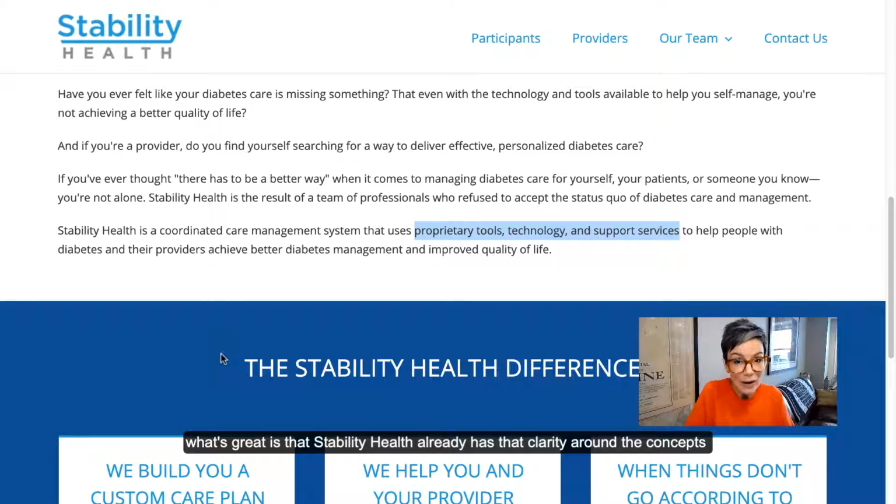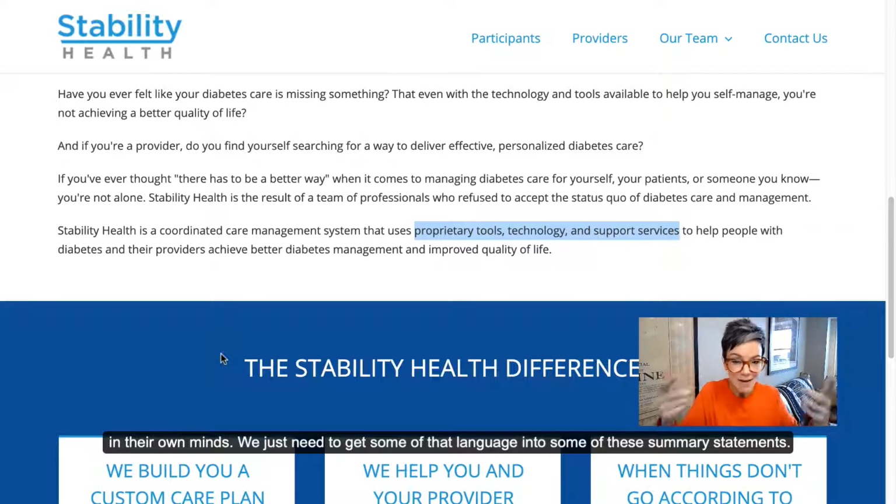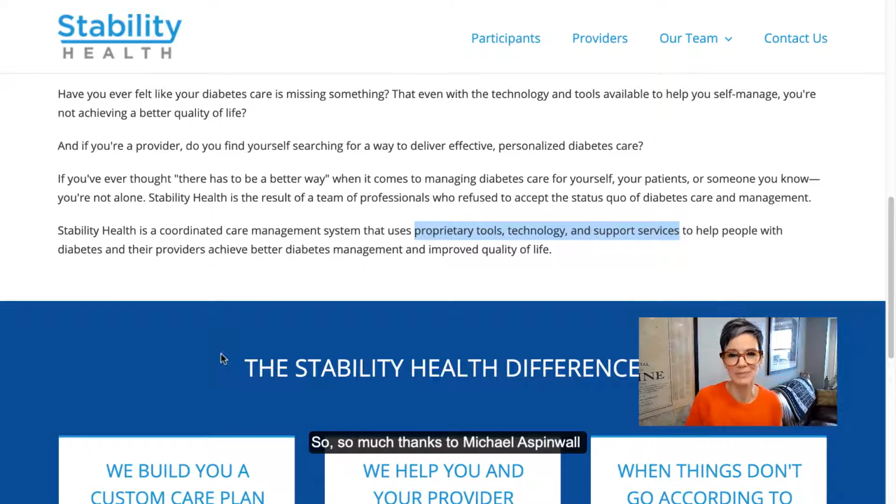Like I said, what's great is that Stability Health already has that clarity around the concepts in their own minds. We just need to get some of that language into some of these summary statements.